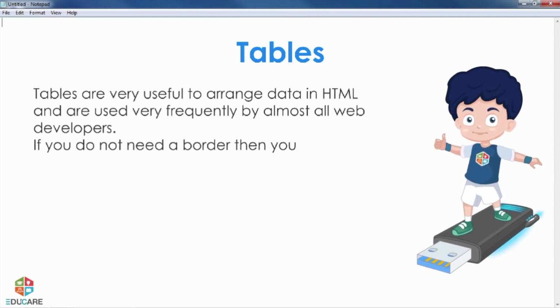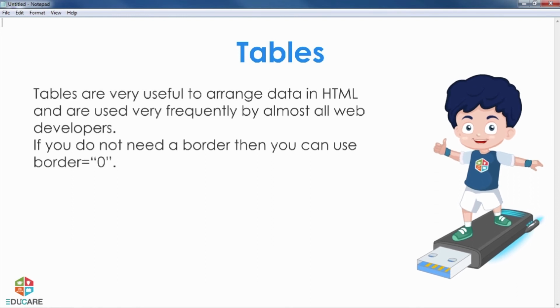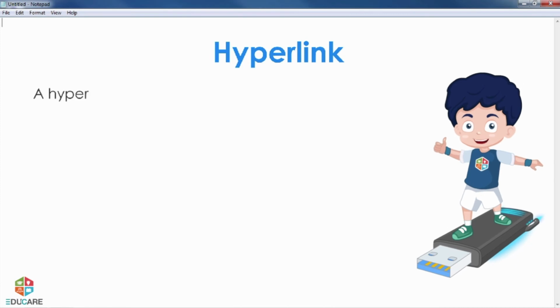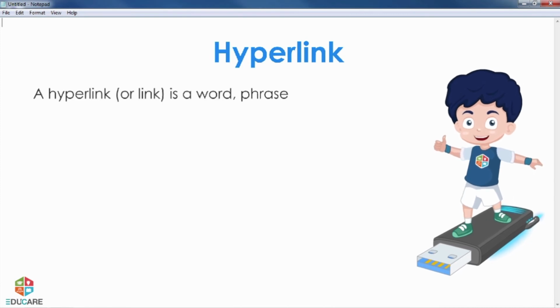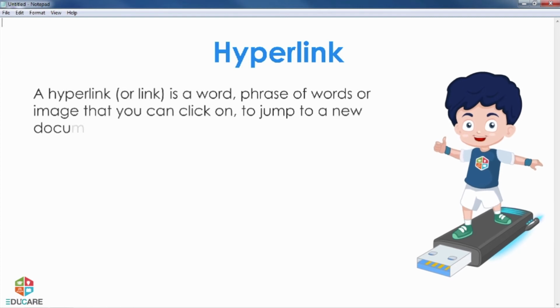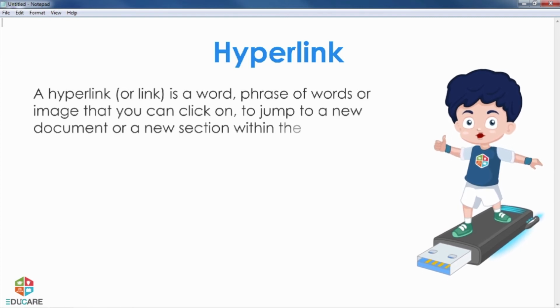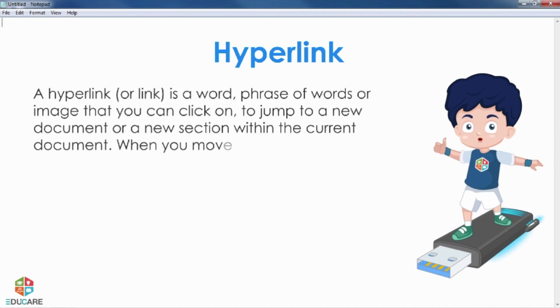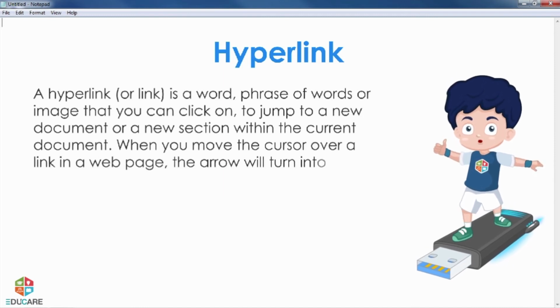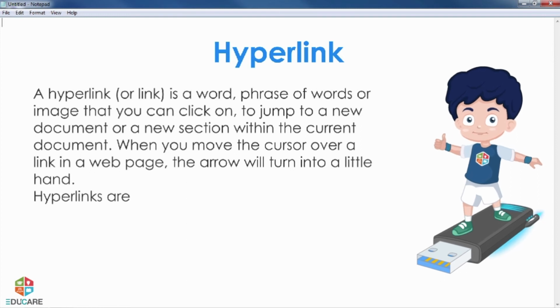Hyperlink. A hyperlink or link is a word, phrase of words, or image that you can click on to jump to a new document or a new section within the current document. When you move the cursor over a link in a web page, the arrow will turn into a little hand. Hyperlinks are created using the HTML anchor tag along with their attributes. In HTML, there are 2 types of hyperlinks.